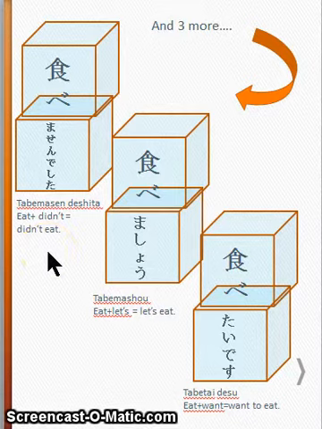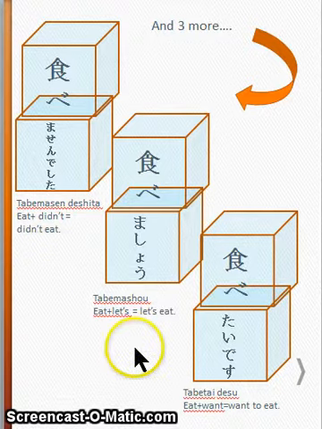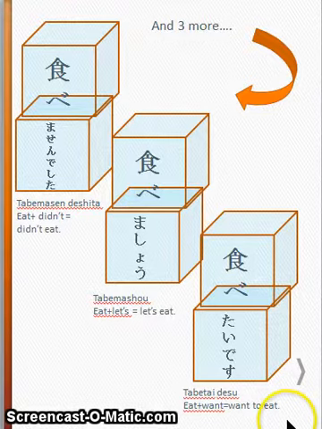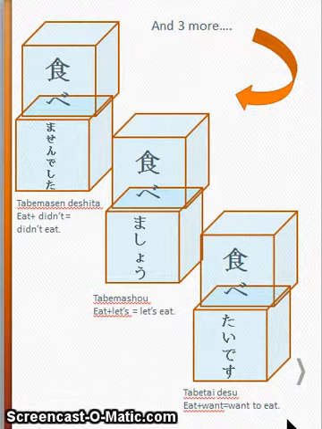Tabemasen deshita is eat plus didn't, which makes it didn't eat. Tabemashō, let's eat. And tabetai desu, want to eat. You can also drop the desu and make it tabetai. It's a little less polite if you don't add desu.